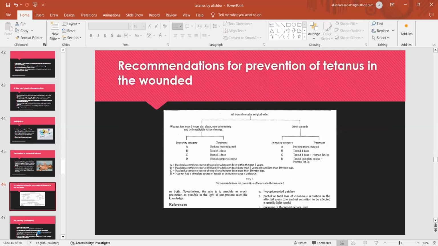These are the recommendations for the prevention of tetanus in the wounded. All wounds should receive surgical toilet.